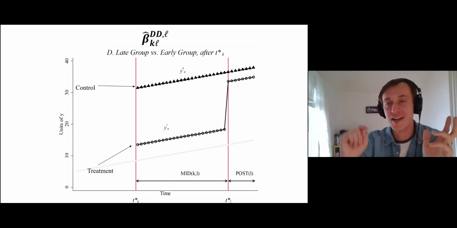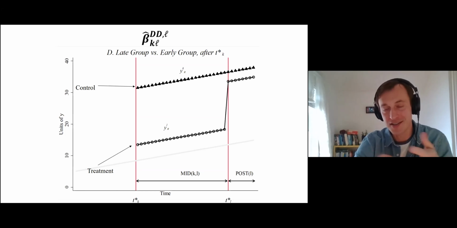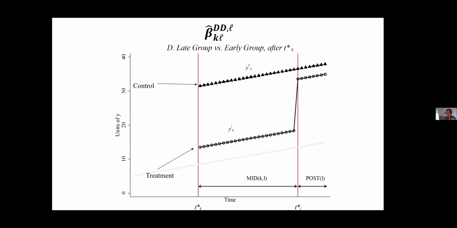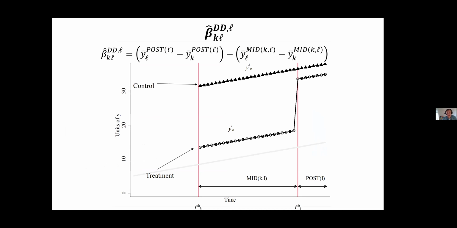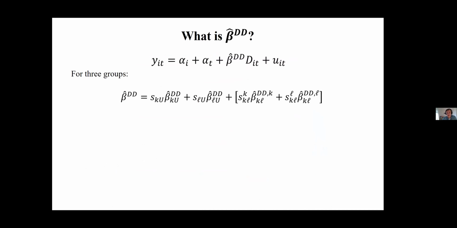That's really important. And so what I want to tell you here is that this is like another comparison that you could make. And you could form a 2x2 diff and diff by doing this comparison. Use the late group as the treatment group, late switchers as the treatment group, and use earlier switchers as the control group, but only after they're already treated. And so the result in my paper basically says, in a situation like this, the diff and diff coefficient from two-way fixed effects, beta hat diff and diff, is a weighted average of those four things.